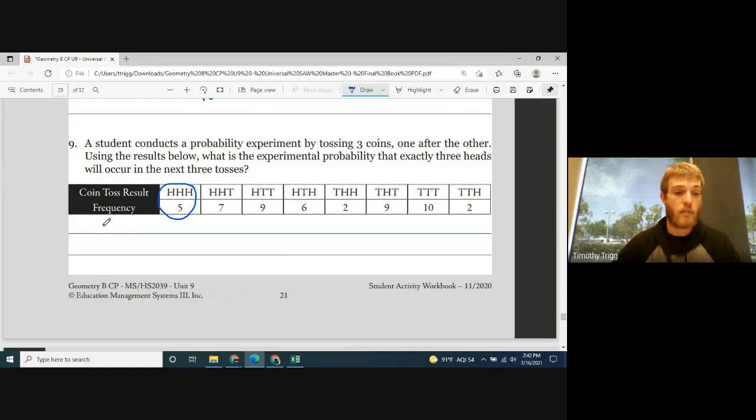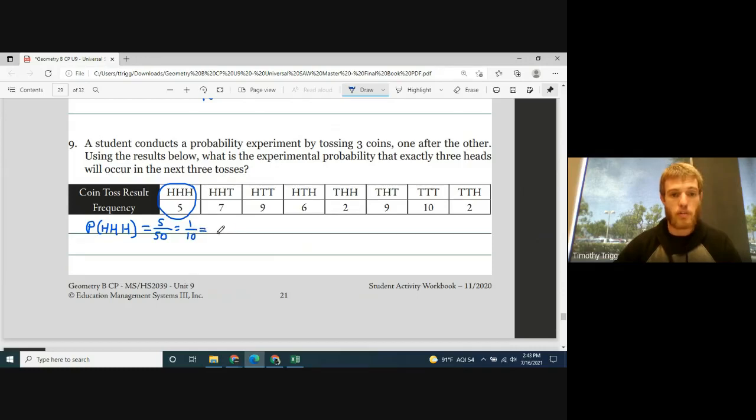So there's 5. So the probability of getting heads, heads, heads from this experiment was 5 out of, what's the total here? So 5 plus 7 plus 9 plus 6 plus 2 plus 9 plus 10 plus 2. So there was a total of 50. They tried flipping 3 coins 50 times, and 5 of those times got heads, heads, heads. Reduce the fraction. Always reduce the fraction.